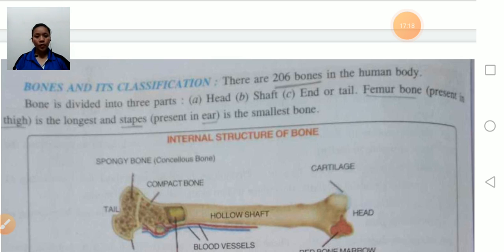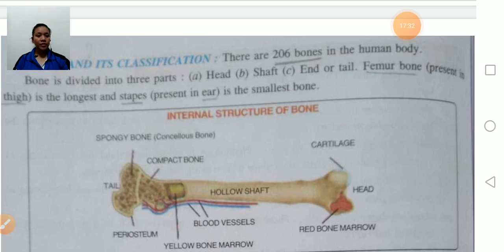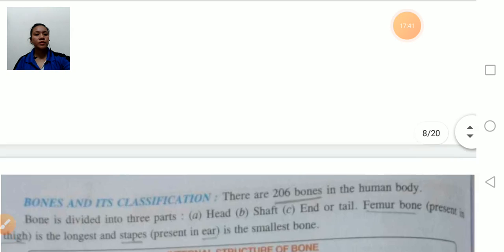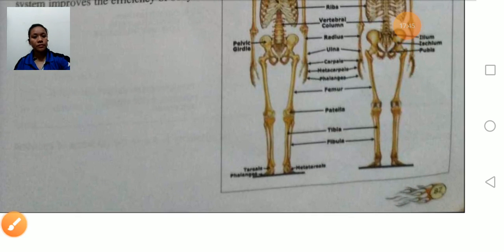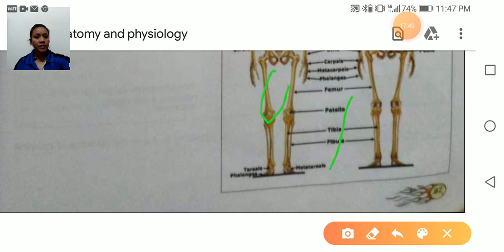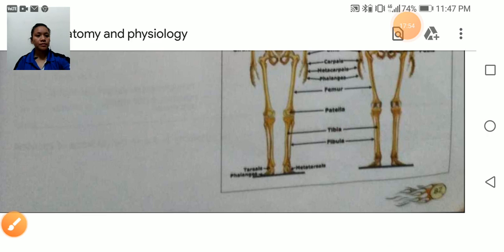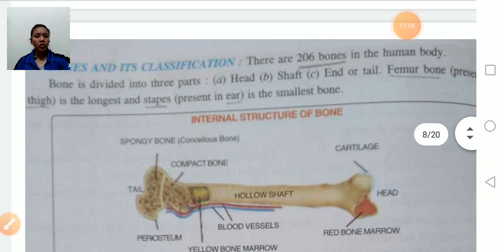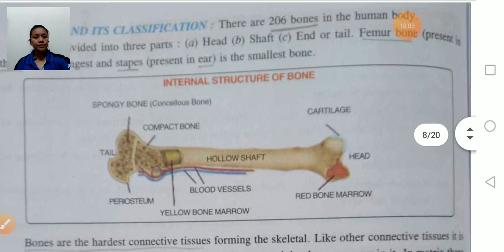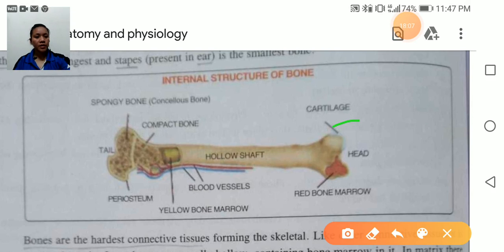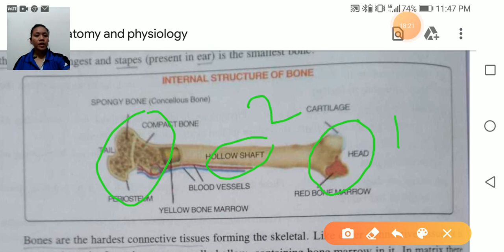A bone is divided into three parts: head bone, hollow shaft, and tail bone. The femur, present in the thigh, is the longest bone, and the stapes, present in the ear, is the smallest bone. This is the head bone, the hollow shaft, and this is the tail bone.